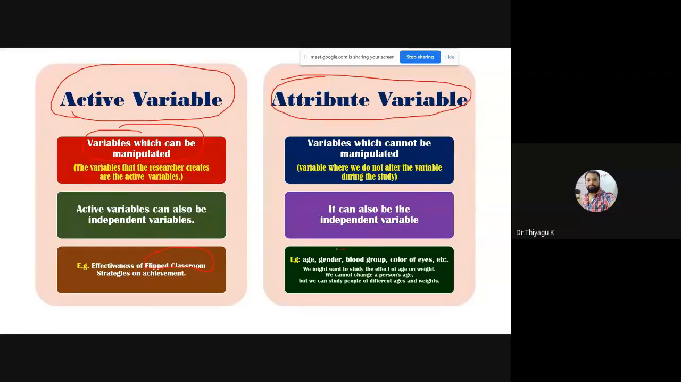Attribute variable, in the case of a demographic variable like age, gender, blood group. Even yesterday you did a t-test. In the t-test, you took gender as an independent variable, and the test mark as a dependent variable. Control group and experimental group, we can treat as an independent variable, and the score marks as a dependent variable. That kind of variable cannot be changed. That is called an attribute variable.